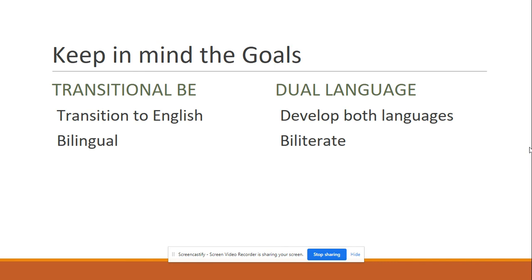So keep in mind the goals. Transitional to English, bilingual, and dual language, for example, is to develop both languages to become biliterate.